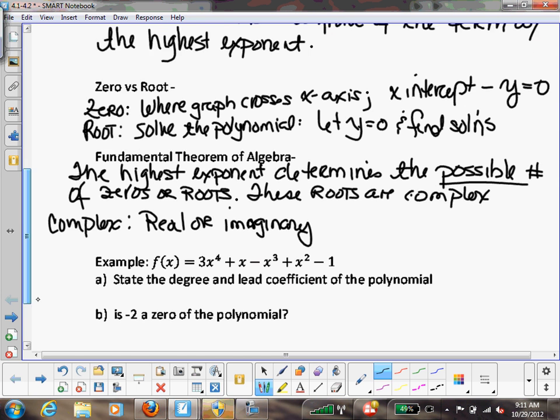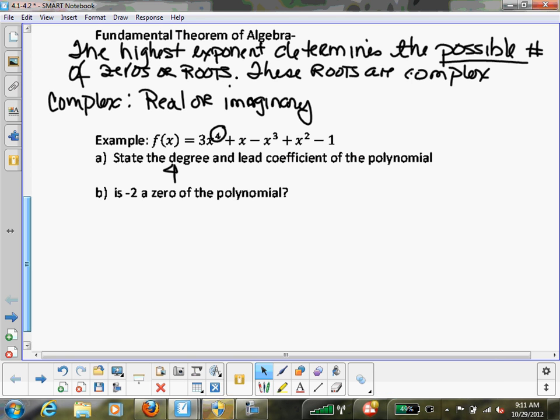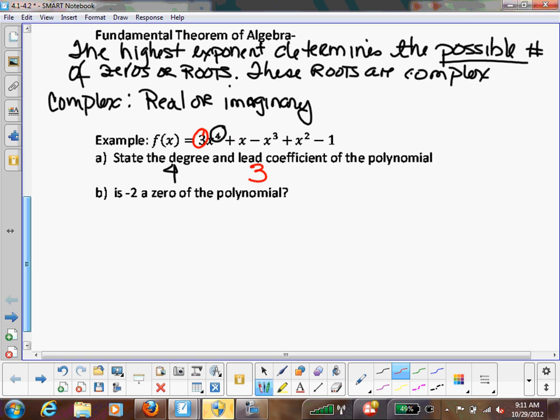All right, so let's look. Here's an example. State the degree and the lead coefficient of the polynomial. What is the degree? It's determined by this value right here, so the degree is 4. What is the lead coefficient? Always tell me if it's positive or negative, because if it's negative you want to say it's -3. In this case, this 3 determines that my lead coefficient is 3.